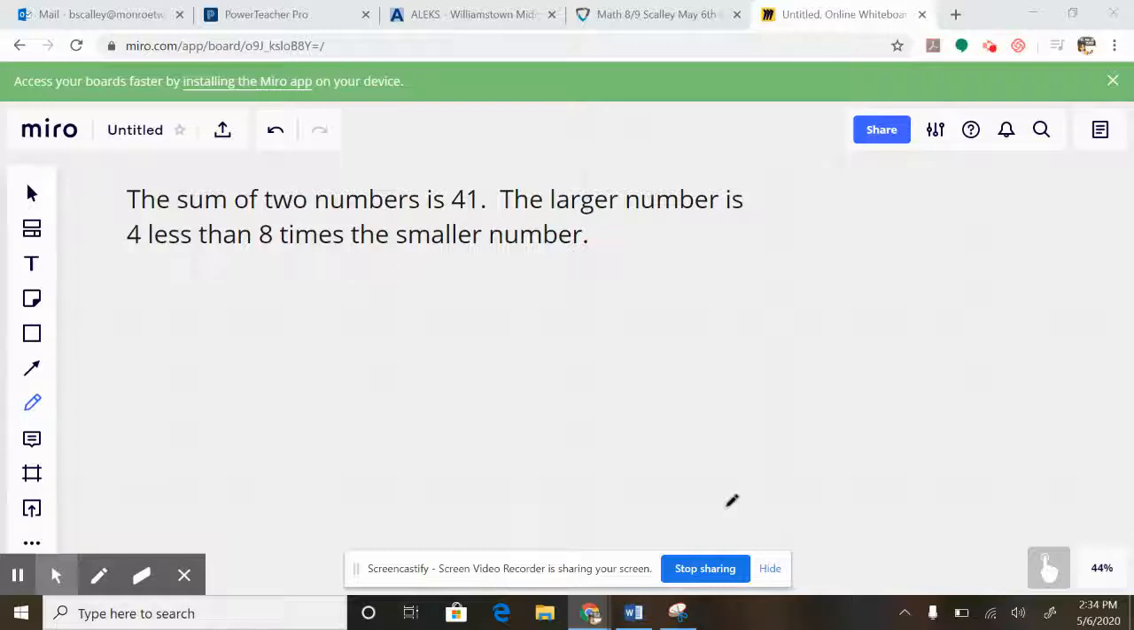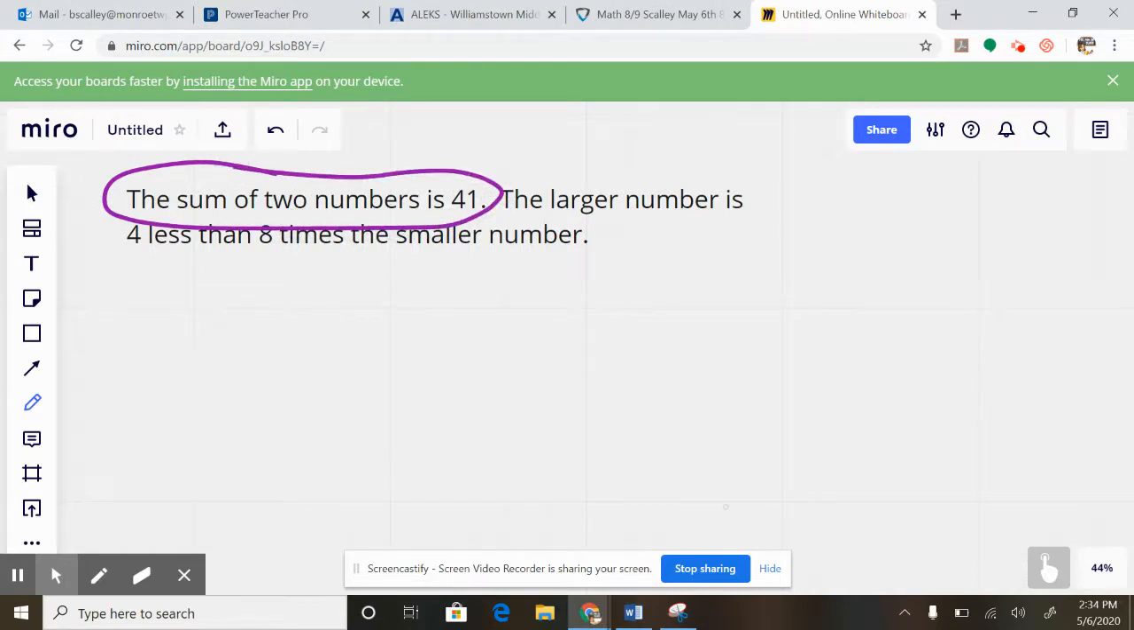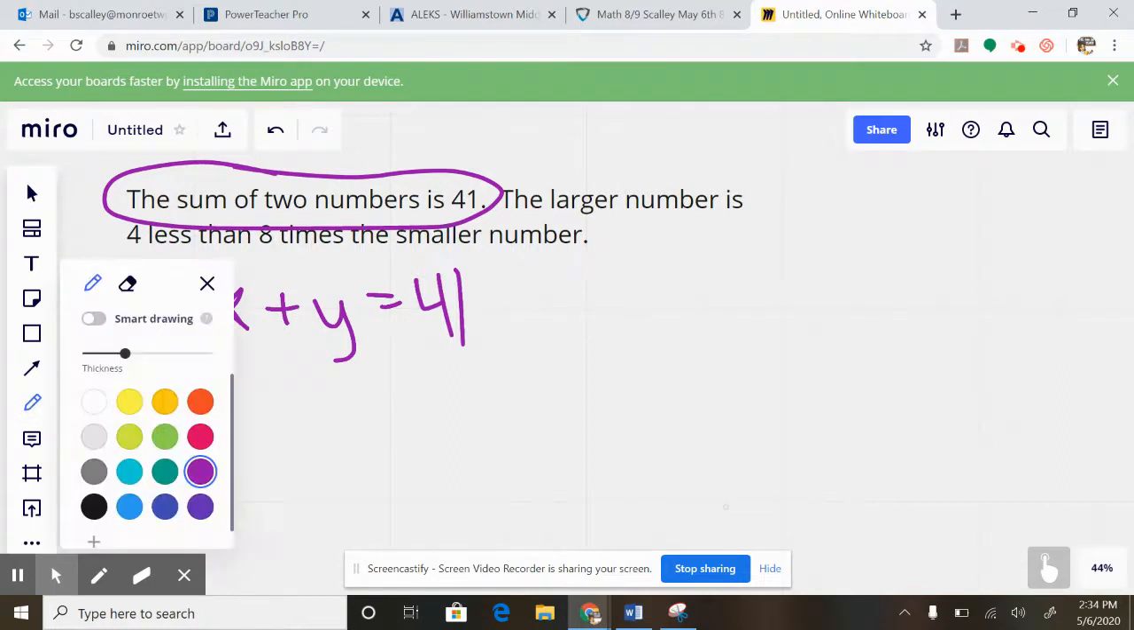All right, third example: the sum of two numbers is 41. So right off the bat, I'm going to circle this and write an equation. I'm going back to "sum," so I'm adding two numbers. I don't know them, so I'm going to use x and y again. So x plus y equals 41. And then the second part of the equation is kind of the tough part.